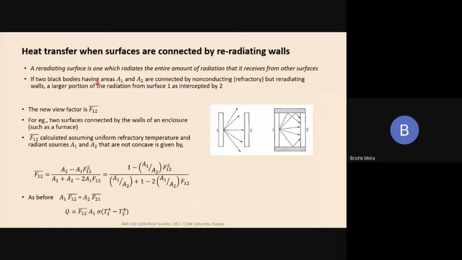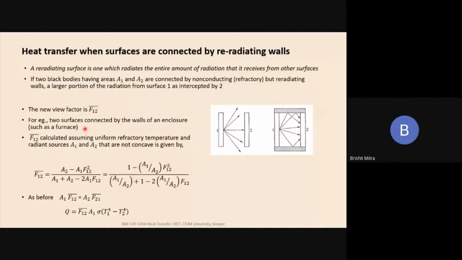Now, if two black bodies have areas A1 and A2 connected by refractory, that is non-conducting, but re-radiating walls, a large portion of the radiation from surface 1 is intercepted by surface 2. Now, this view factor is obviously slightly different from the way we had calculated the view factor earlier. And this view factor is essentially equal to my F12. So F12, I've written it with a bar, which is slightly different.